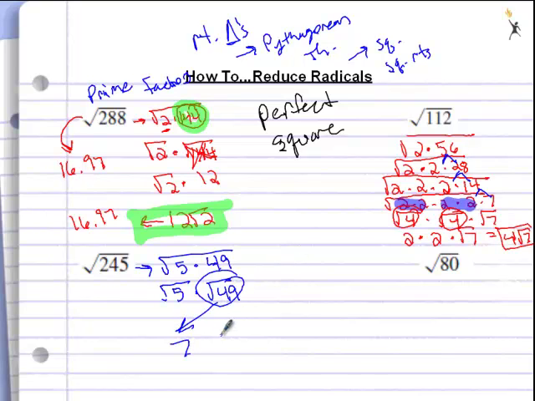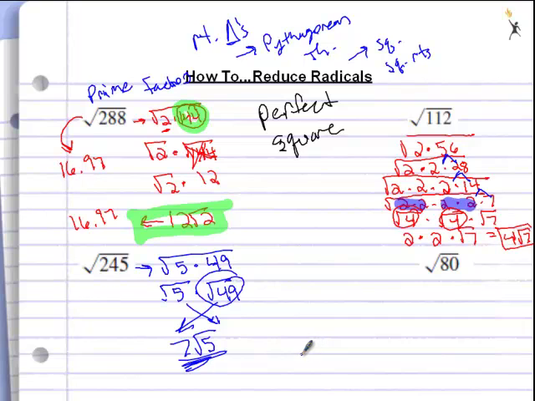It's 7. The square root of 5 is just a nasty decimal. We don't want decimals. We want reduced radicals. Well, the square root of 5 can't be reduced anymore, so I'm essentially done here, and my answer is 7 times the square root of 5.